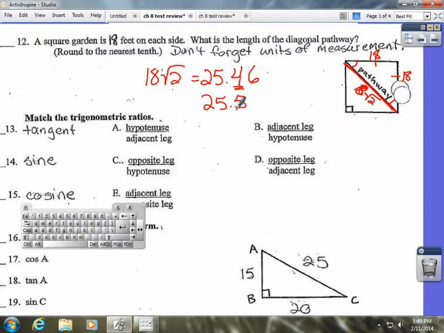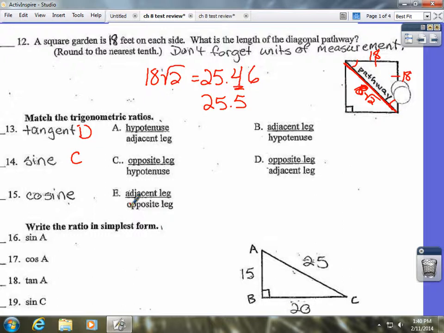Okay, tangent. Tangent is always, we're talking about TOA here, so we've got OA. It's opposite over adjacent, which makes this D. Sine is always the opposite over the hypotenuse, so this is going to be C. And cosine is the adjacent over the hypotenuse, which is answer B.